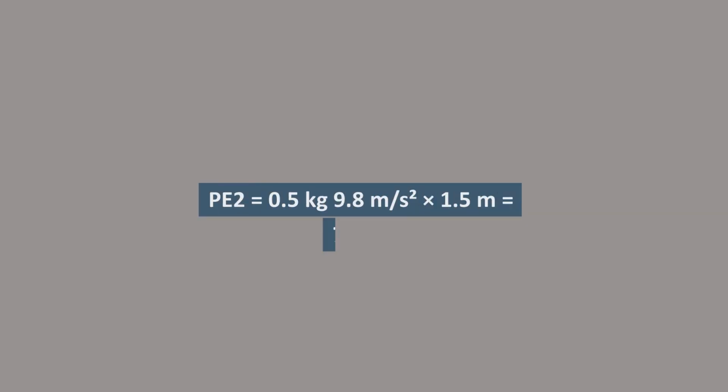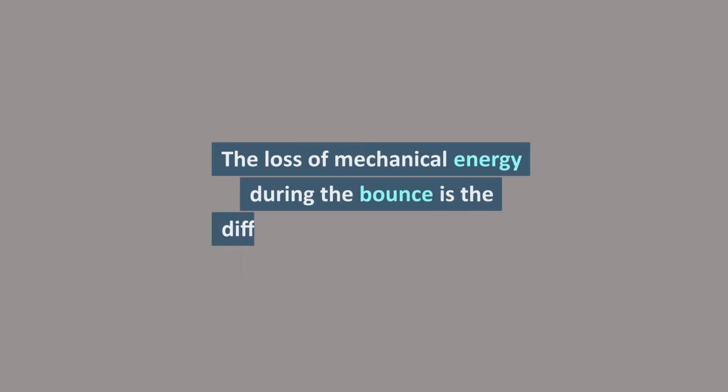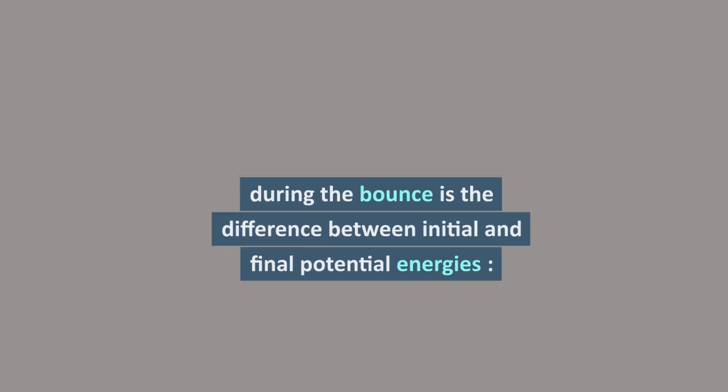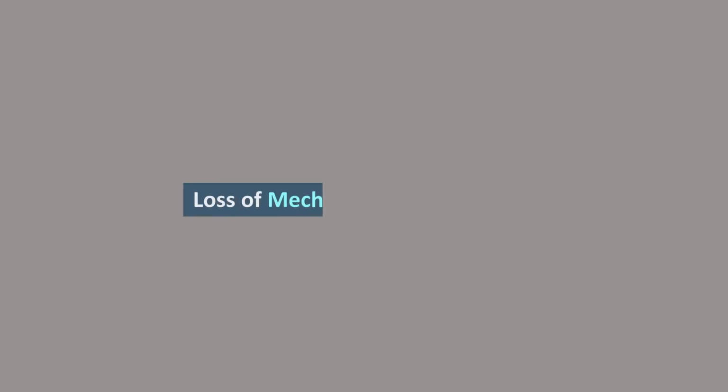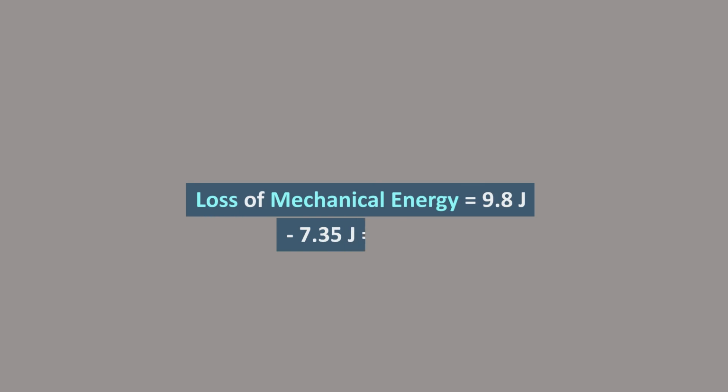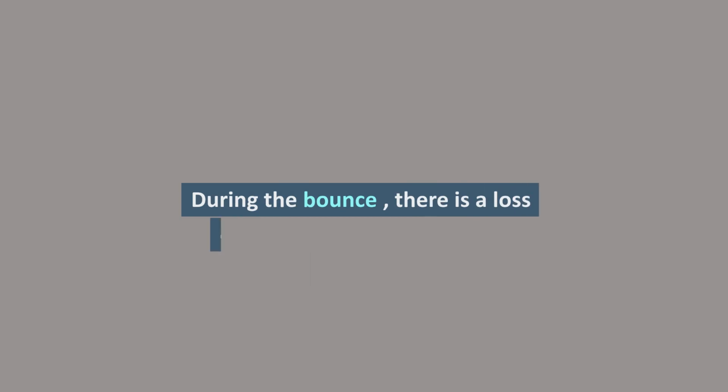Final potential energy, P2, equals m times g times h2. P2 equals half a kilogram times 9.8 meters/s squared times 1.5 meters equals 7.35 J. The loss of mechanical energy during the bounce is the difference between initial and final potential energies. Loss of mechanical energy equals P1 minus P2, equals 9.8 J minus 7.35 J equals 2.45 J. During the bounce, there is a loss of 2.45 joules of mechanical energy.